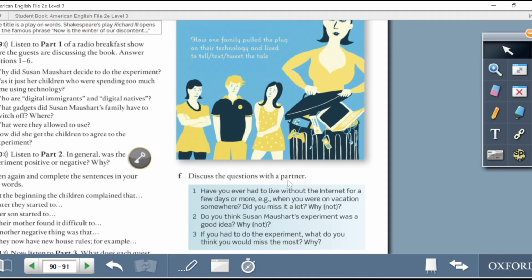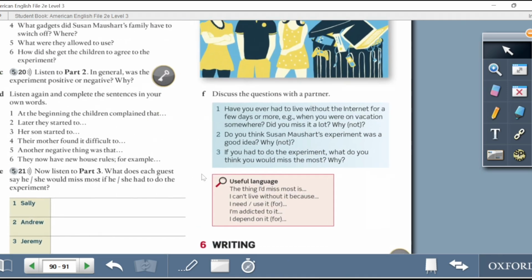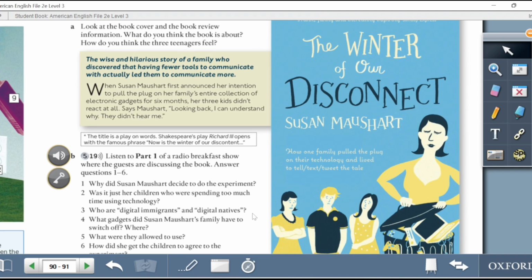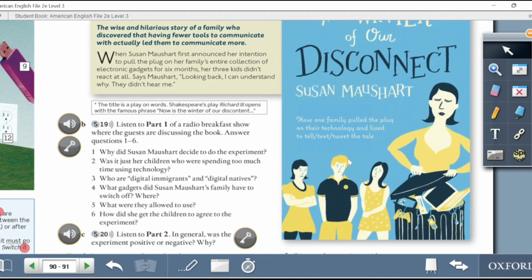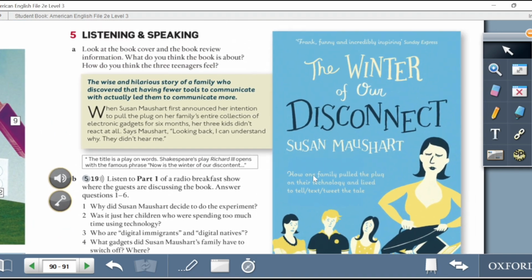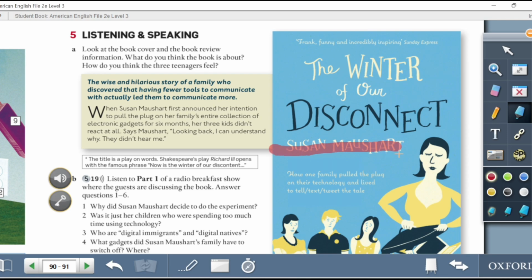خب اینجا داره راجع به یک موضوعی میگه که یک خانواده هستن که میخوان یه جور دایت بگیرن، تکنولوژی دایت داشته باشن، دیوایس هاشون رو میخوان فکر میکنم دیسکانکت بکنن که ببینن میتونن مثلا زندگی بکنن راحت یا نه. گفته The Winter of Our Disconnect, Susan Maushart. ماوشارت خیلی مهم نیست بخاطر اینکه اسمه سوزان ماوس هارت or something.